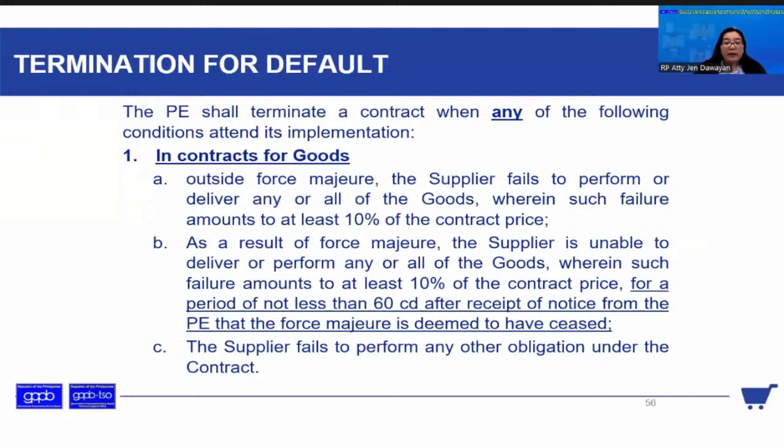And then, of course, the failure of the contractor or the supplier to perform any other obligations under the contract. So this is for goods in any of that condition, no?